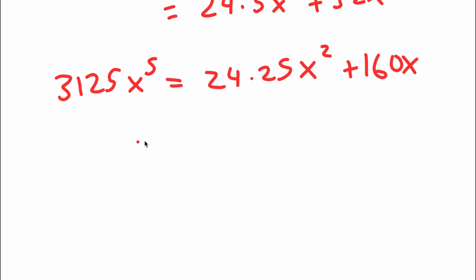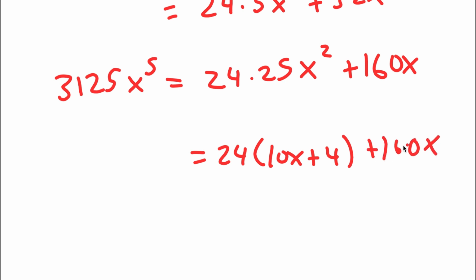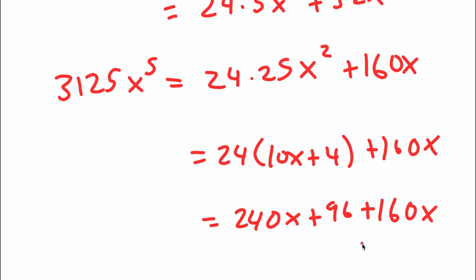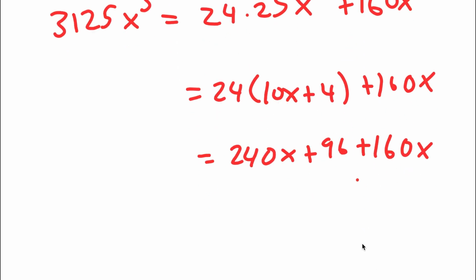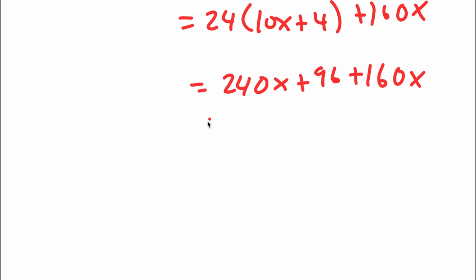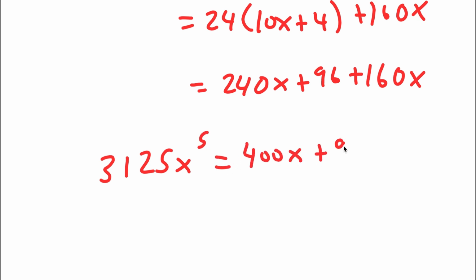Now, this is equal to 24 times (10x plus 4) plus 160x, which is equal to 240x plus 96 plus 160x. So now I have 3,125x to the power of 5 is equal to 400x plus 96.